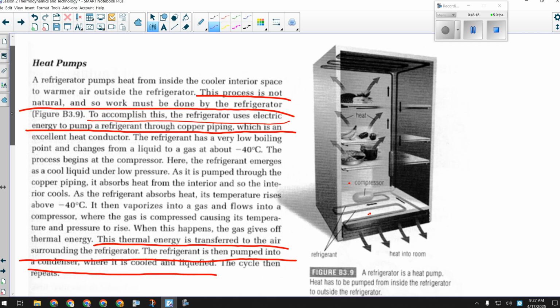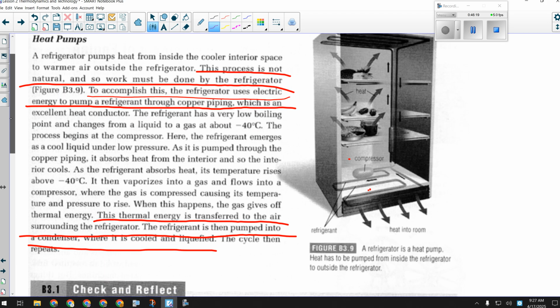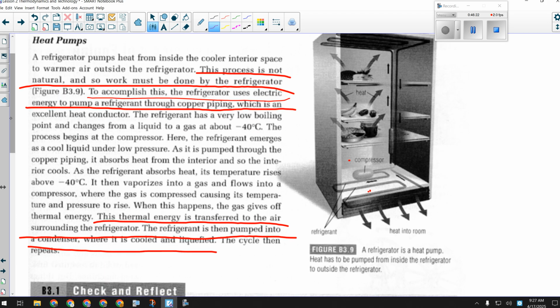All right, so I would say probably that stuff that is underlined there, that would be the important stuff.